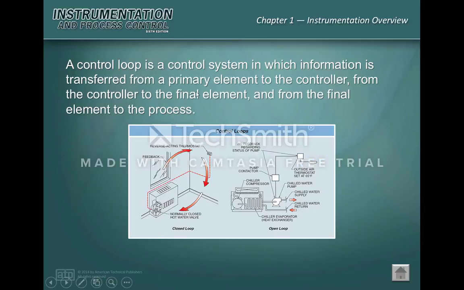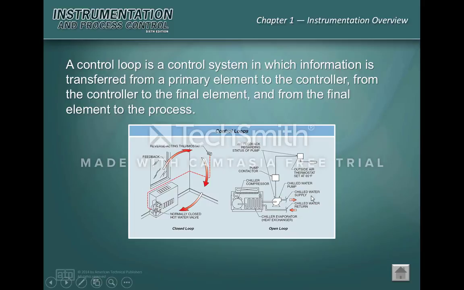Hysteresis. A control loop is a control system in which information is transferred from the primary element to the controller, from the controller to the final element, and from the final element to the process. So here is a closed loop system. A very simple example: we have our thermostat and a vent or a radiator, much like you'd see in an old school building. What it does is we set our temperature. It opens and closes the amount of steam that comes in here to raise that temperature up. This temperature says yes or no, and we just keep looping back and back and back.